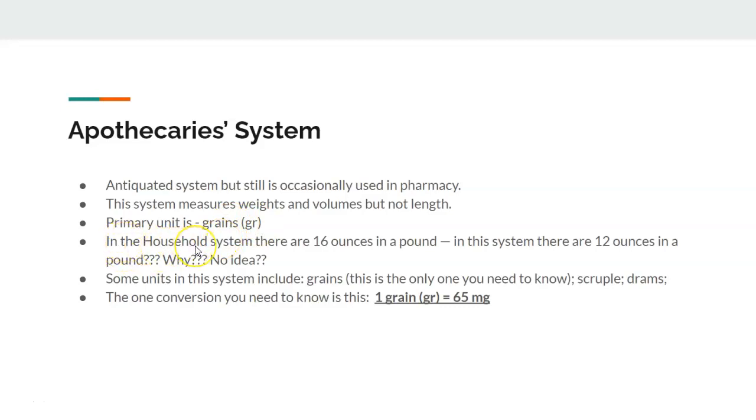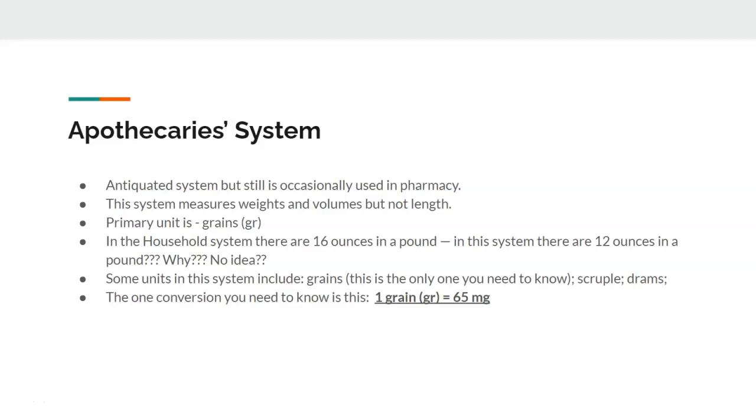In the household system, which we're going to talk about next, there are 16 ounces in a pound, but in the apothecary system, there's 12 ounces in a pound. Why? I have no idea. I don't know. It's an old system. You don't need to know that. Some of the units in this system include grains, which is the only one you need to know. I wrote that down. Scruple, drams is another one. I don't know where these words came from. It's like they took stones and said, oh, that's a dram.